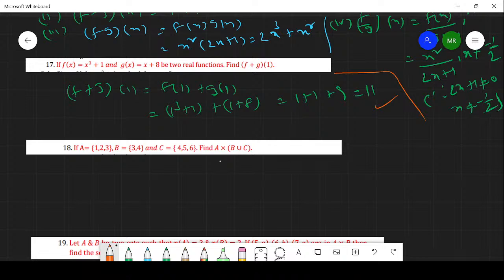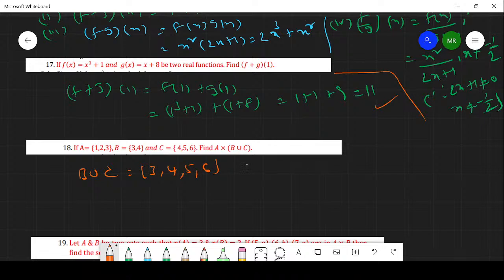Because it is the Cartesian product of A and (B union C), first you write B union C. I can write B as {3, 4} and C. B union C: here 4 is repeated, so it will come {3, 4, 5, 6}. This is B union C.